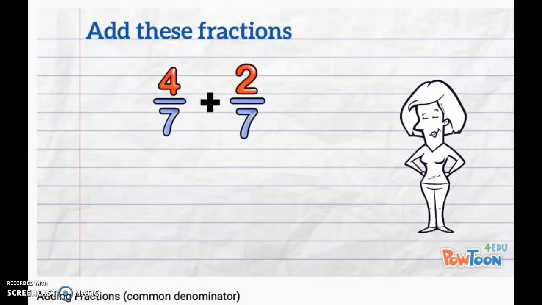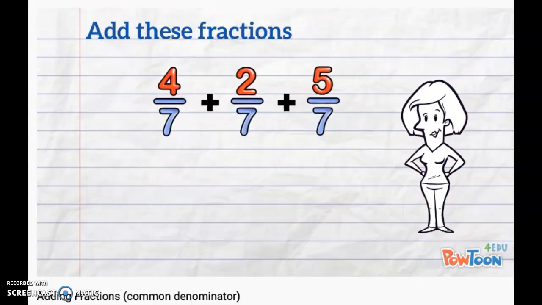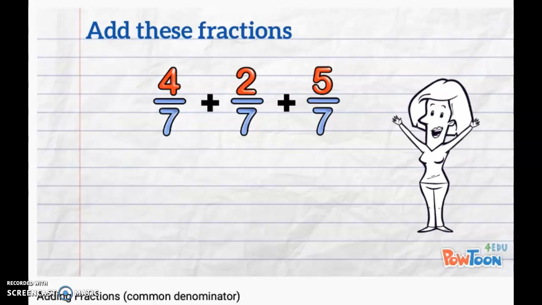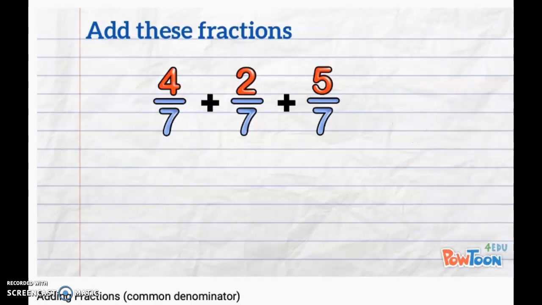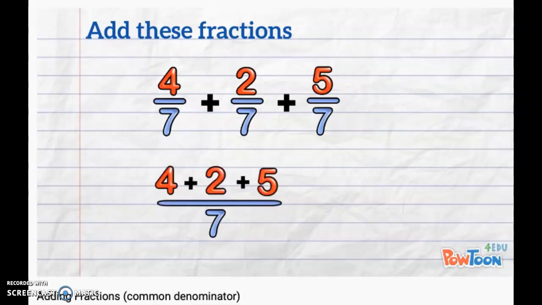4/7 plus 2/7 plus 5/7. Here's a quick way of laying this out so you don't make any mistakes. And I use this myself all the time. I have a common denominator of 7, so I know my answer will be something over 7. I'm going to extend the fraction bar. Then I write in my numerators over the top. 4 plus 2 plus 5.